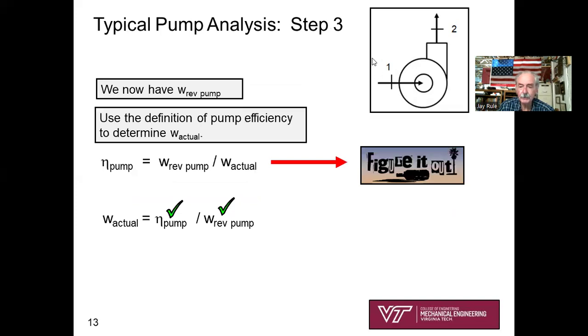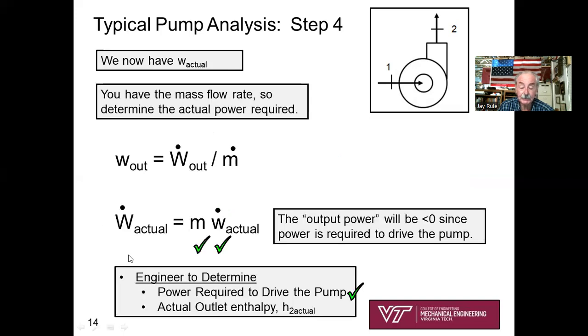Okay, step 3. So what are we driving at? Figure out how much power it takes to drive the pump. All right, well, we've got W reversible. We somehow found pump efficiency. We found it, let's say, on a pump curve, or we were given pump efficiency. So we're going to calculate W actual once we've got these two values. Eta pump, dimensionless. W reversible pump is going to be kilojoules per kilogram or BTUs per pound mass. We've got little w actual.